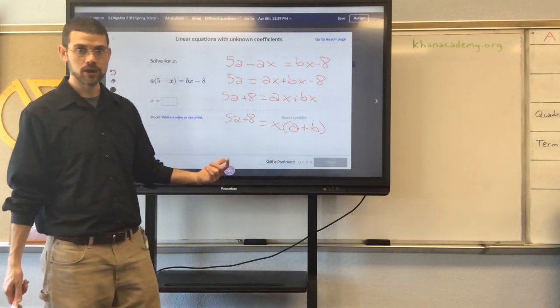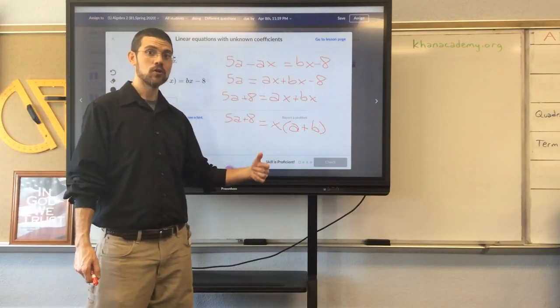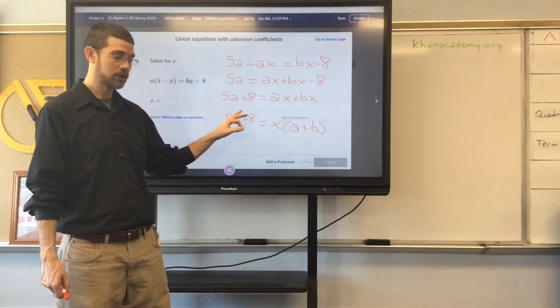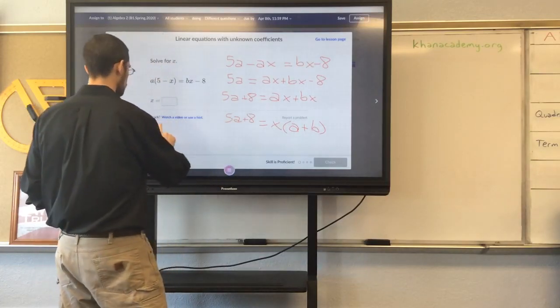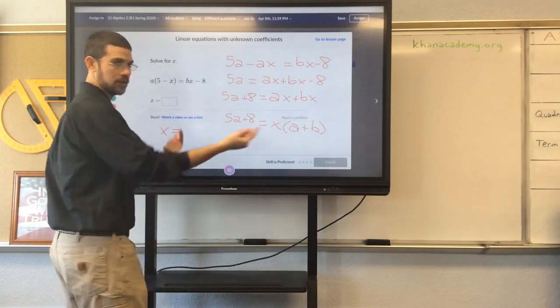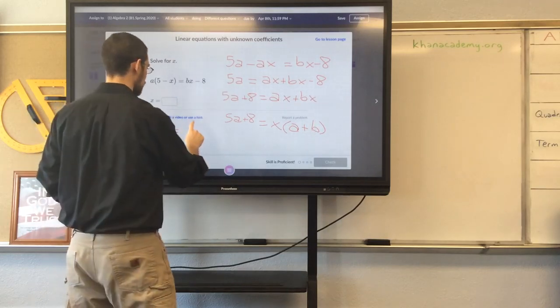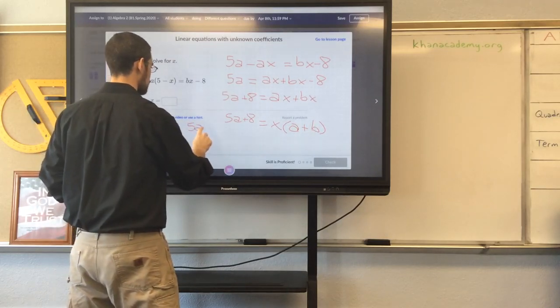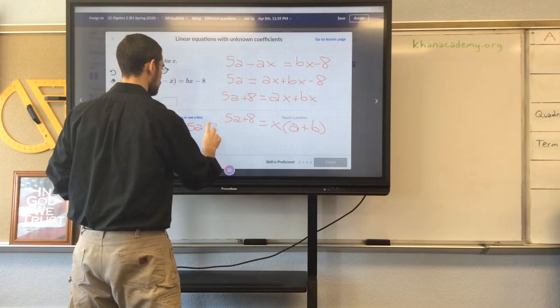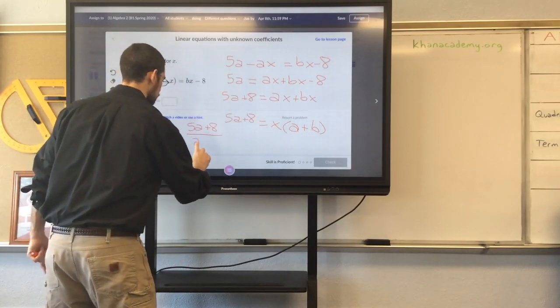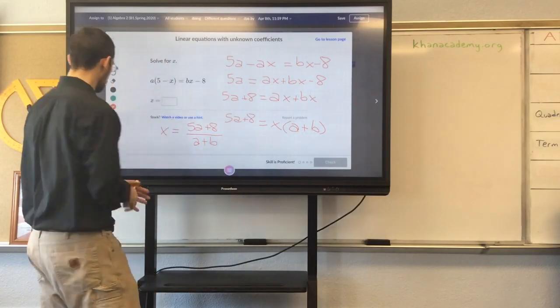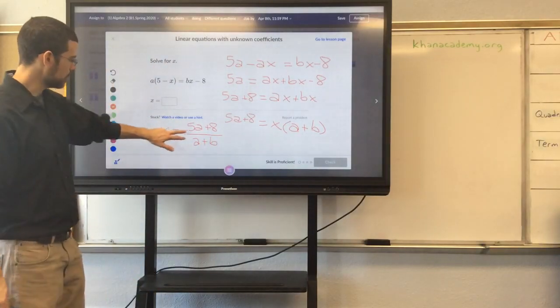Now, x is being multiplied by something. We don't know what it is, but if we want x to be alone, we have to undo multiplication, which means we'll divide. So we'll say x equals, I can flip-flop the sides of my equation. This side of the equation now is 5a plus 8, and I'm dividing it by a plus b. And that's my solution right there.